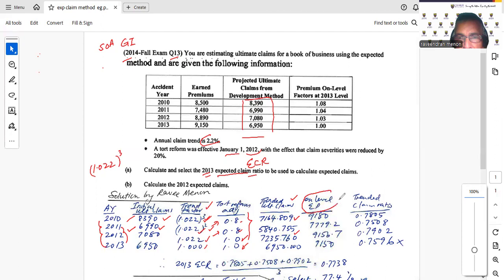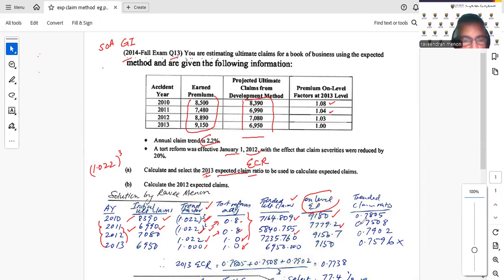And then we are going on to your on-level earned premium. That's easy. They gave us all these numbers, your earned premiums, and then they gave me the on-level factors at 2013 level, and we're working at the 2013 year anyway. So just take your 8500, multiply by 1.08, and you'll get this number. 7480 multiplied by this number, and you'll get all these numbers. And then you can get your trended claim ratios.